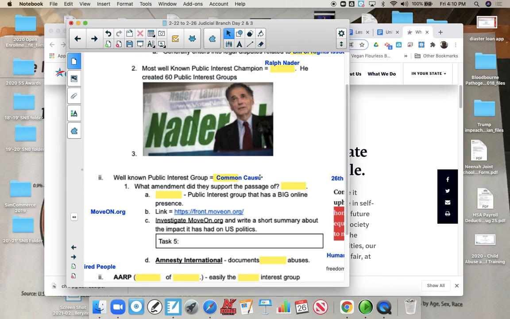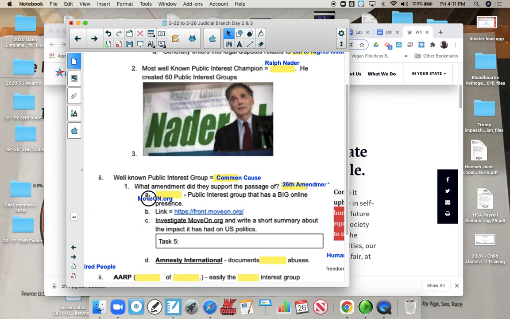All right, let's jump back. Now that you know about Common Cause, grassroots level work, there's one amendment that they really supported the passage of, and that is the 26th Amendment. Here's how you remember it: 2 plus 6 is 8, and add the word teen after it. 18-year-old vote. Back in I believe it was the 70s, it was completely legal for an 18-year-old to go fight for our country over in Vietnam and to die, but they couldn't vote. So the 26th Amendment supported the 18-year-old vote.